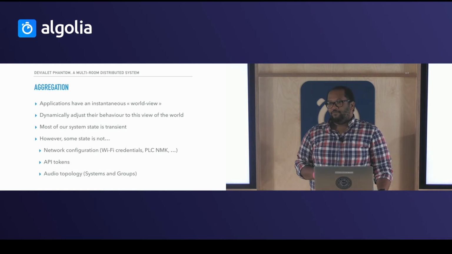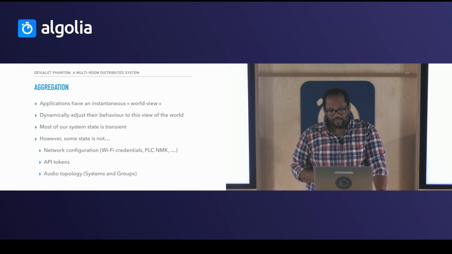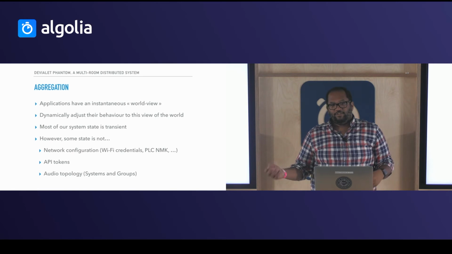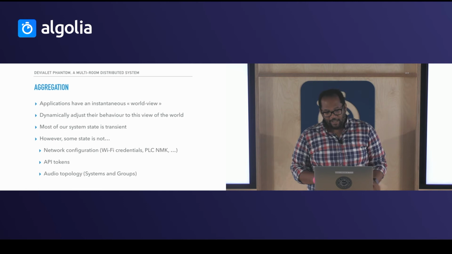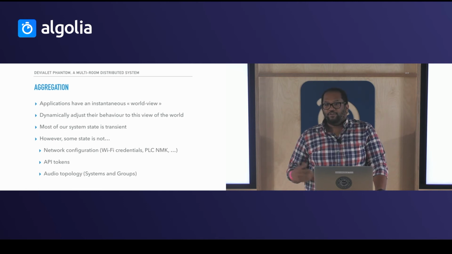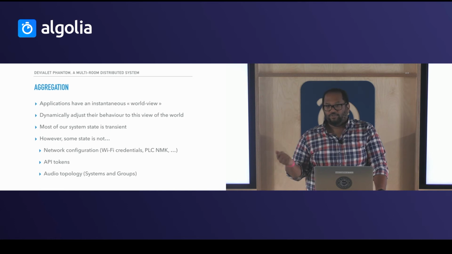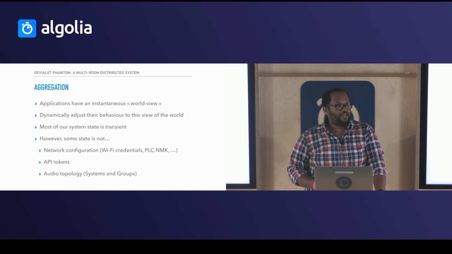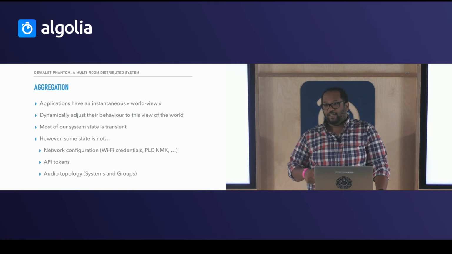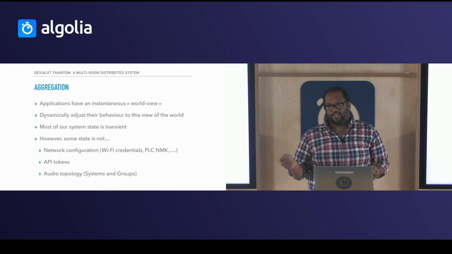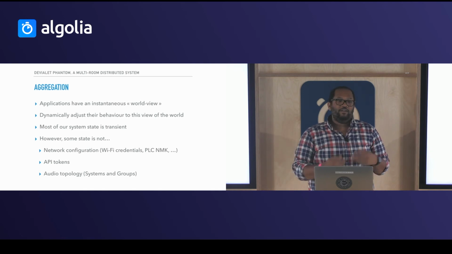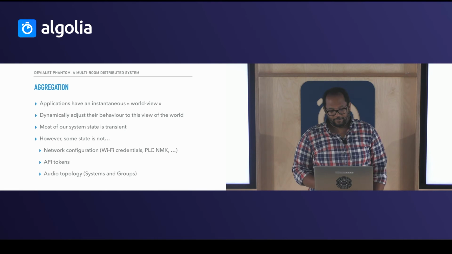However, some information is not transient. Typically network configuration, because if the device doesn't even know how to reach the network in the first place, there's no chance it's going to participate in the system. Things like API tokens. If a user logs into his favorite music service, you don't want to keep his credentials, you just want to have an API token. So this API token has to be stored somewhere and distributed among the different speakers, because each speaker can individually go and play some Deezer or Spotify or whatever.